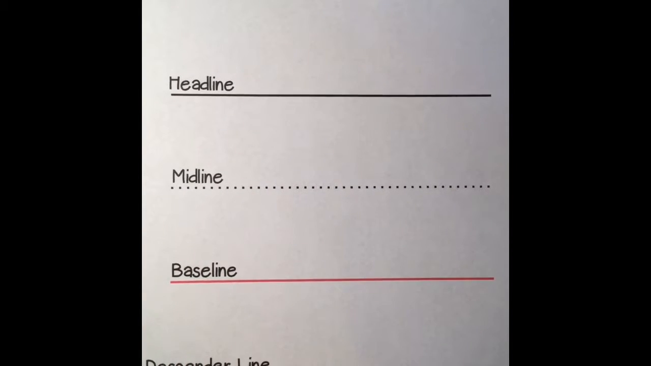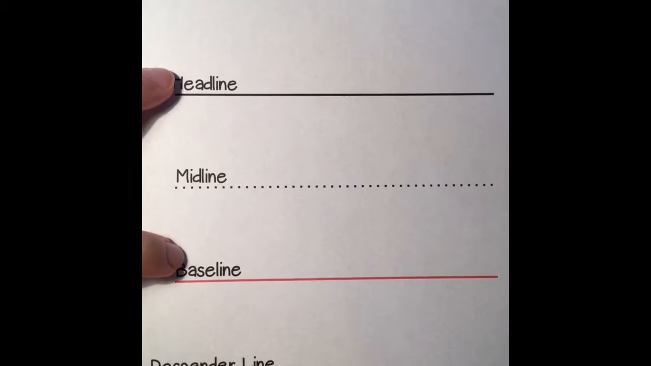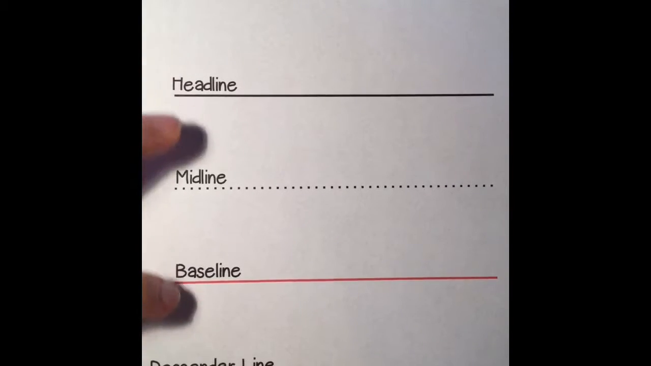Here's a brief review of our cursive lines. All of our letters sit on the baseline. Our one-space letters touch the midline. Most two-space letters touch the headline, but some two-space letters go to the midline and the descender line. G is a two-space letter that goes from the midline to the descender line.